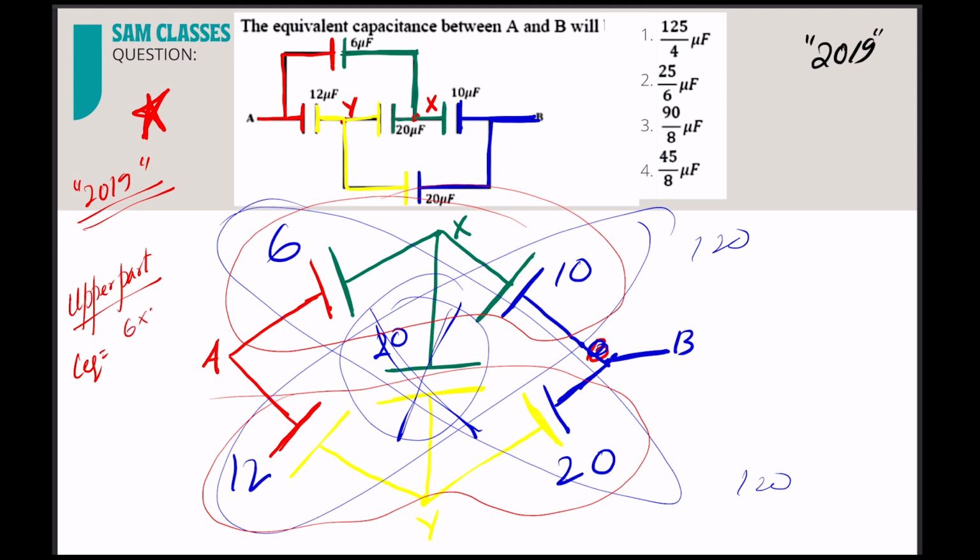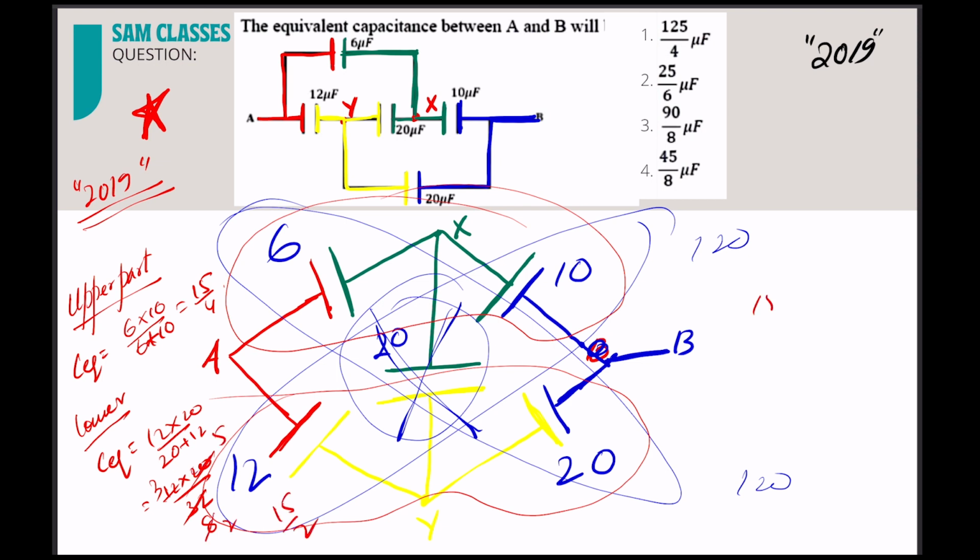So it will be 6 into 10 by 6 plus 10. So I think it will be 15 by 4, because it's 60 by 16. Okay, so that will be 15 by 4. Now for the lower part, C equivalent will be 12 into 20 by 12 plus 20. So 240 by 32. You don't have to solve that much. You can do it directly, so 15 by 2.